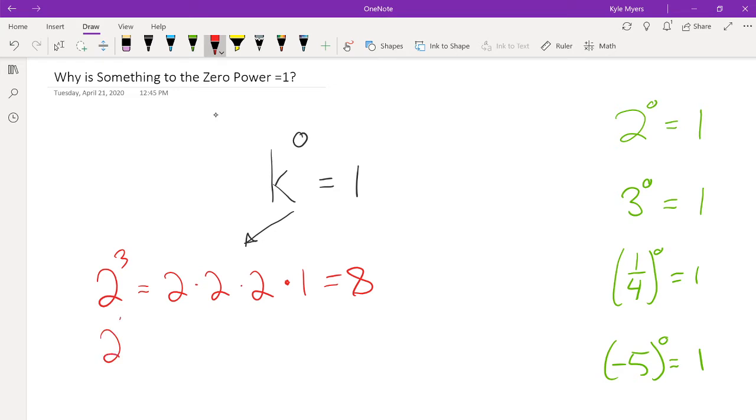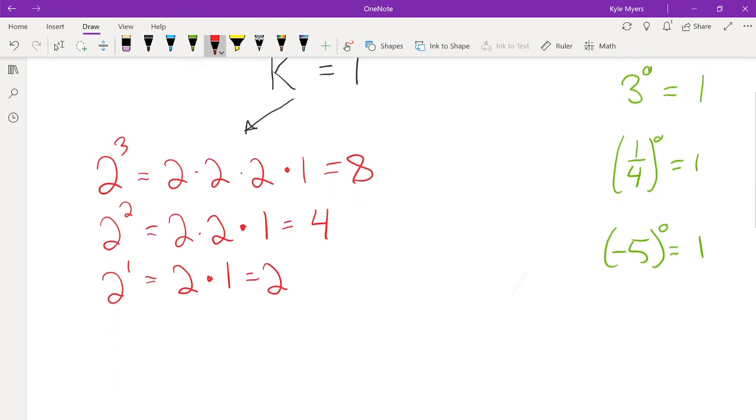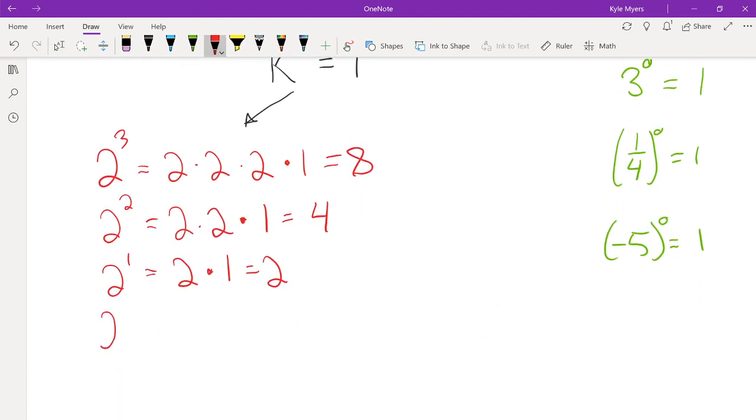Then I could do the same thing for 2 squared. 2 squared is 2 times 2, and we can also times it by 1. So that's going to be 4. 2 times 2 is 4. 2 to the first power, I have 1 less 2, but I still have exactly 1. So you can probably imagine what's going to happen next. If I have 2 to the 0 power, there are no 2s left, but guess what is left? That little 1 just hangs around. So 2 to the 0 is 1.